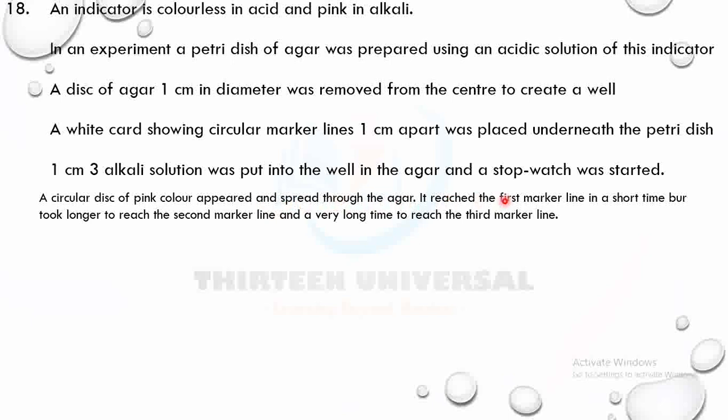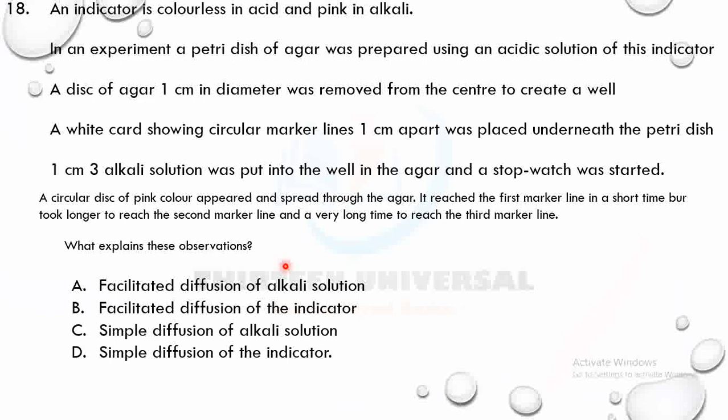It reached the first marker line in a short time, but took longer to reach the second marker line, and a very long time to reach the third marker line. So the first marker line was closer. What explains this observation? How does it move? Remember that they told us the indicator is colorless in acid and pink in alkali. Pause the video and try it. So it's the alkali that causes the pink.